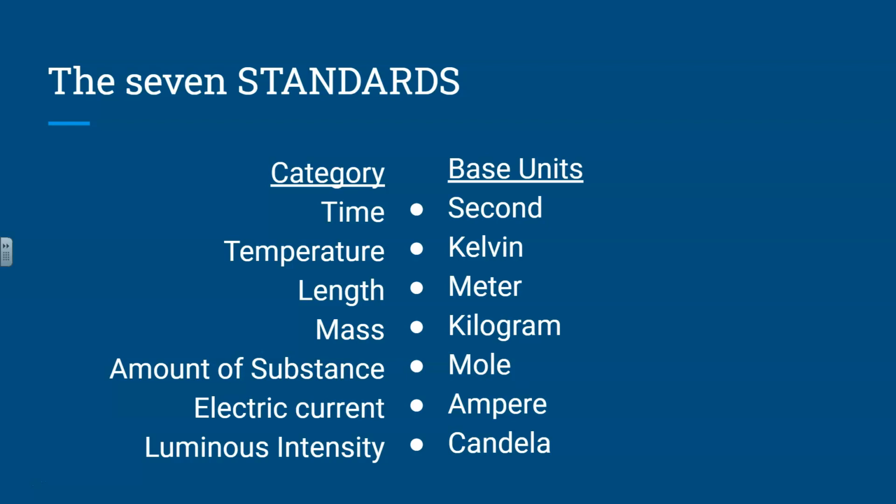Electric current is the ampere, so that's how much electricity is flowing through something, and how bright or luminous intensity is measured in candela. And then everything is based off of these things. For example, speed would be meters per second. I'm trying to think of other things. Pressure is the amount of mass, kilograms per square meter, and that is pascals. So everything is derived from combining all of these.